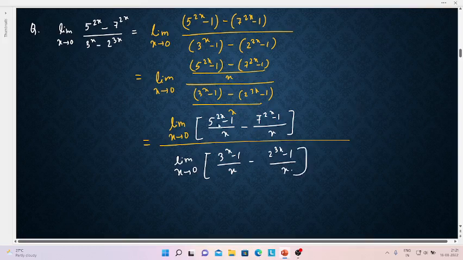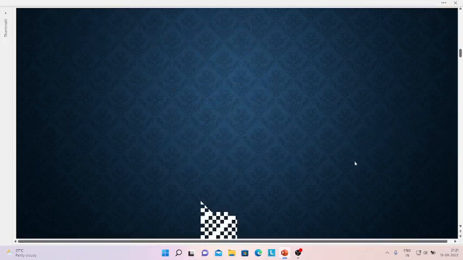So I have already solved what will be the value of this particular thing, this particular thing, and this particular thing. Basically there are different constants, but the formula and the way of solution are the same. So (5^(2x) - 1)/x can be written as 2 log 5 base e. Similarly (7^(2x) - 1)/x, when the limit tends to 0, will form 2 log 7 base e.